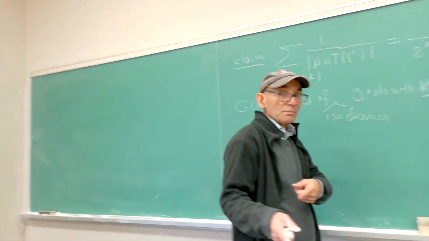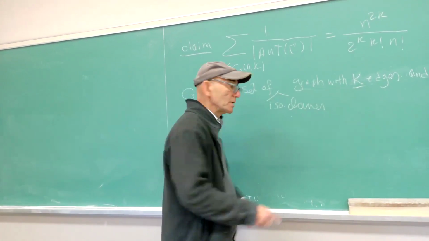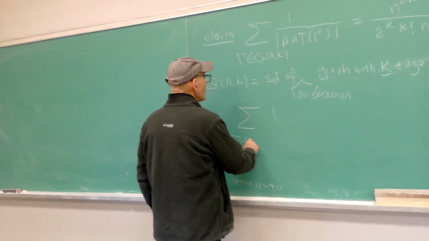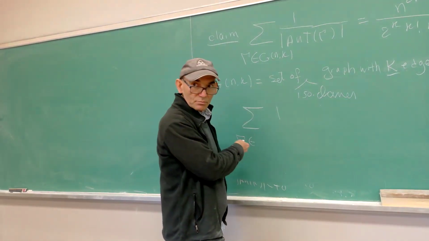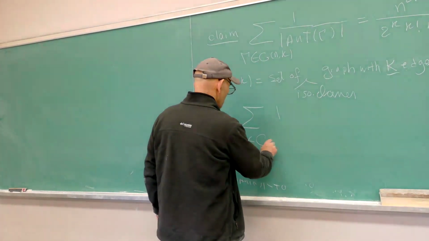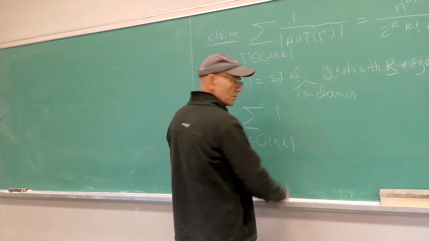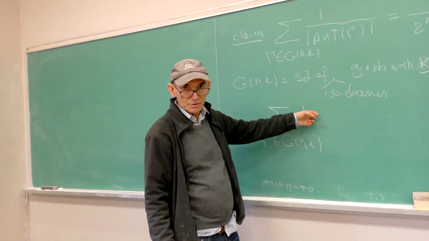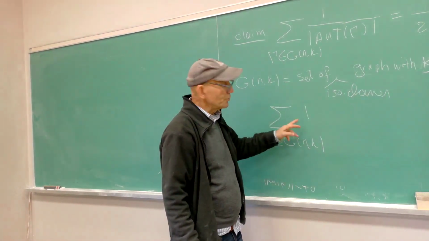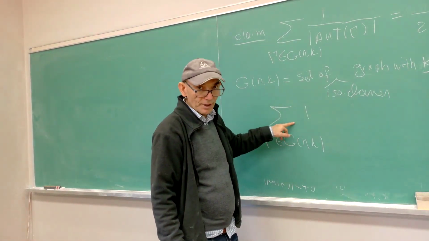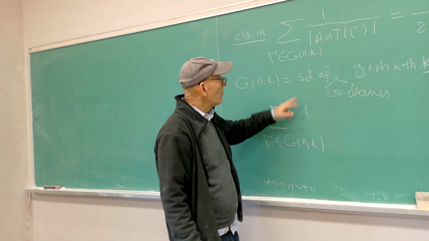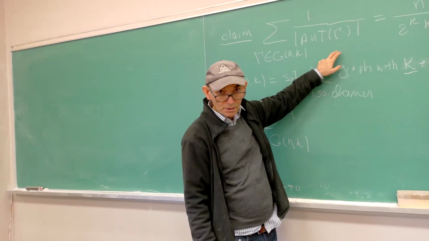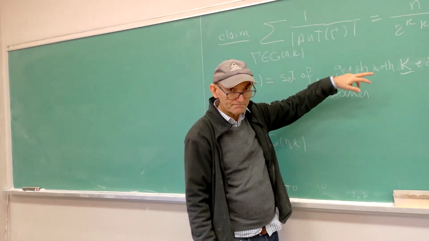Now that problem means computing this, right? Sum of 1, gamma belonging to G and K. That would be the number that we want to compute. I said we cannot compute this number, and most probably that's correct. There's no formula for that. But when you divide by the order of automorphism groups, there is a formula.